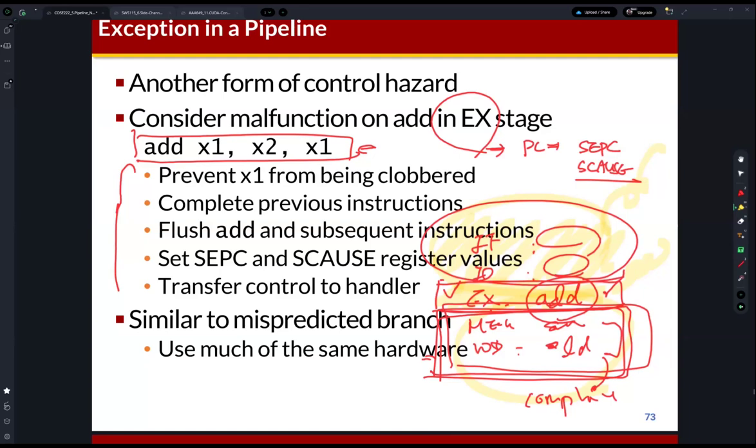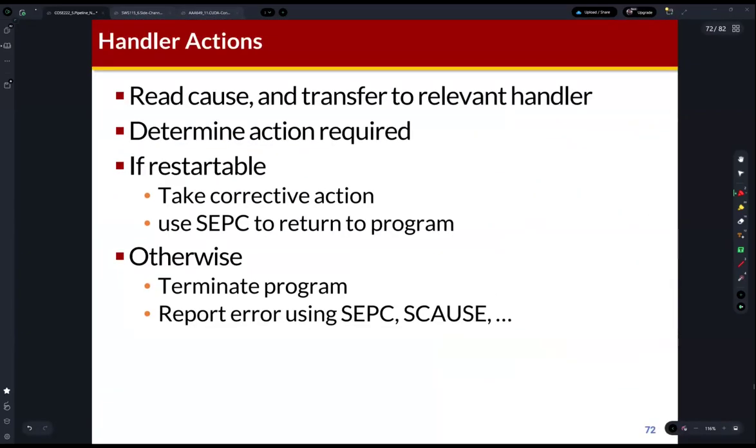Okay. Then the CPU calls the exception handler, and then the exception is handled, it's processed. And then there can be two types of exceptions. So actually, the exception can be handled correctly, and then the program can restart from the exception point.